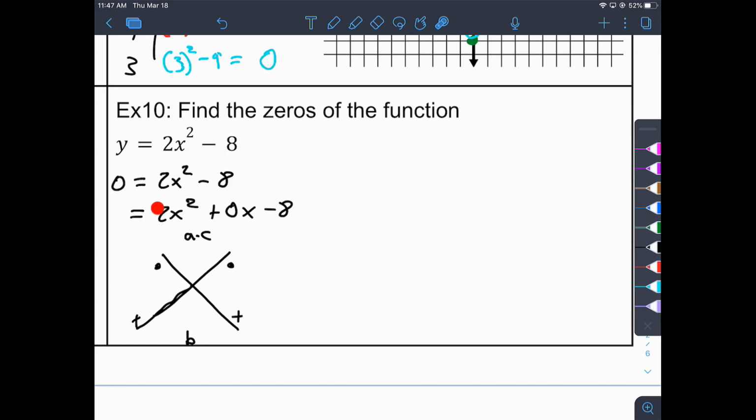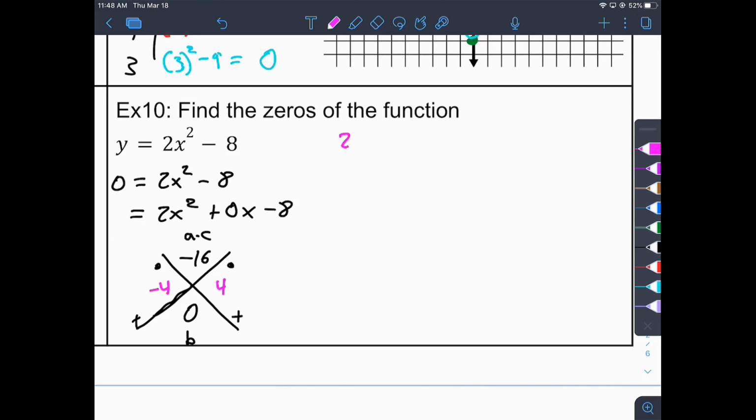A this time is a 2, and c is a negative 8. 2 times negative 8 is a negative 16. We still have a 0 for the b on the bottom. So what times what gives us negative 16, but when added gives us 0? Well, after a minute or two of thinking, you'd realize, oh, it's negative 4 and positive 4.